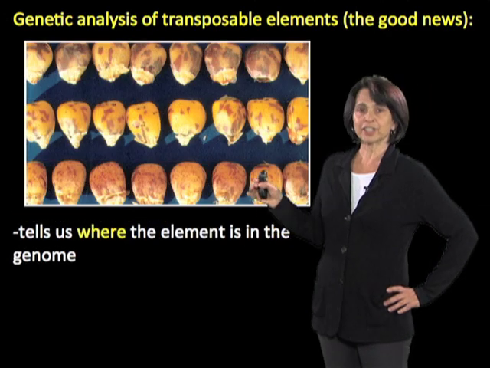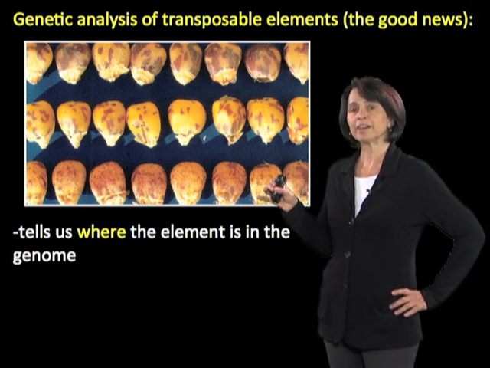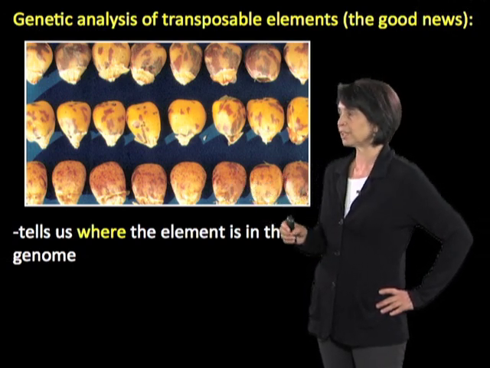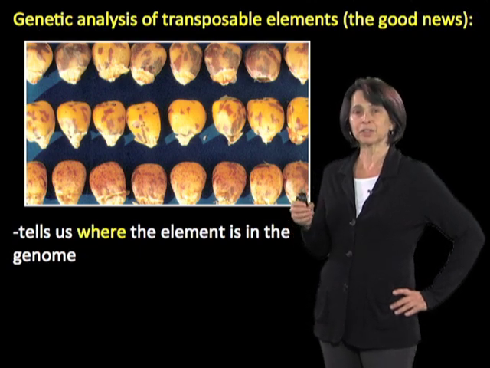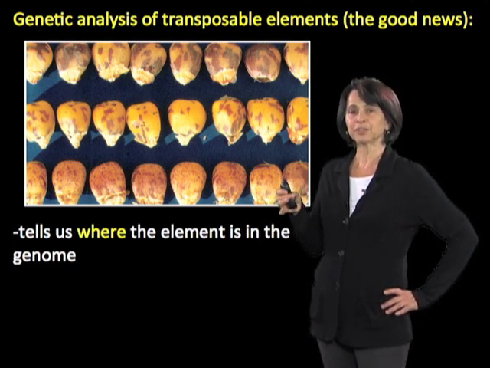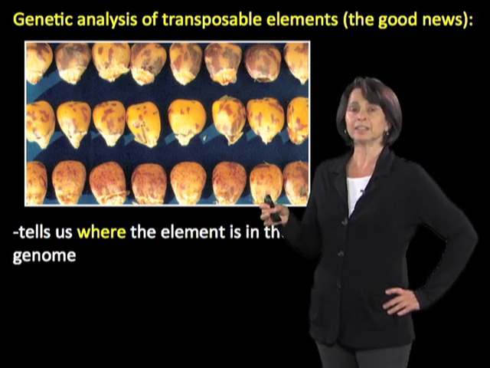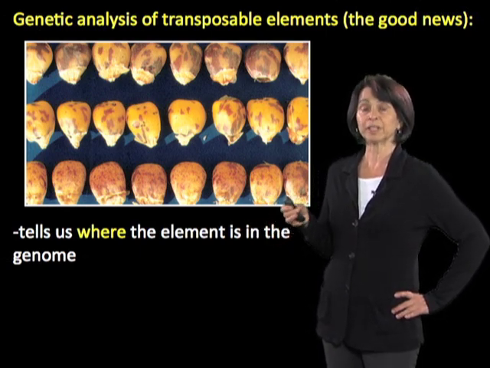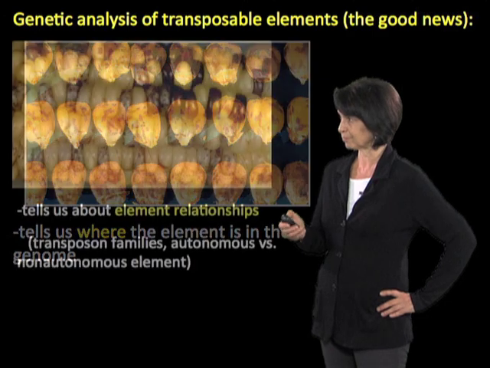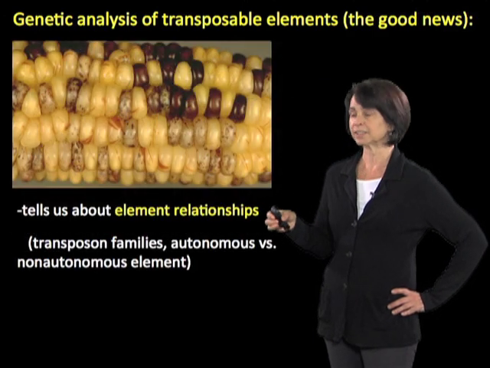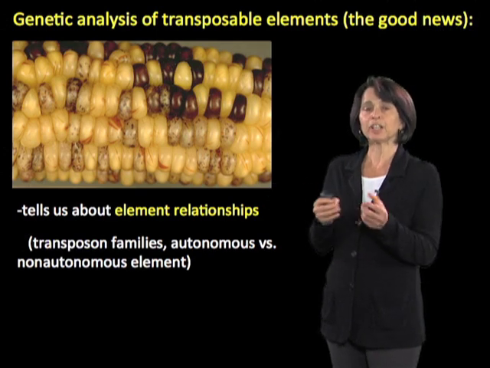The other thing that the genetics tells us is exactly where in the genome that active transposable element is. So for example, here when we're looking at spotted corn kernels, we know that there is an active transposable element, in other words, one that is capable of moving, in a gene responsible for kernel pigmentation. The other thing that the genetics tells us is the type of element that's there.